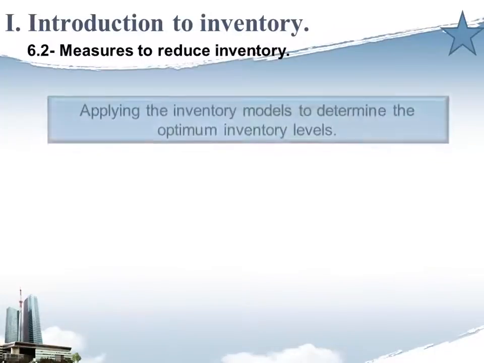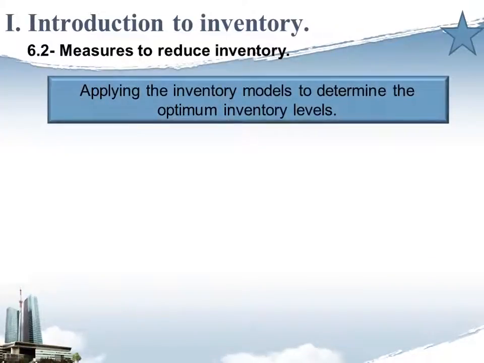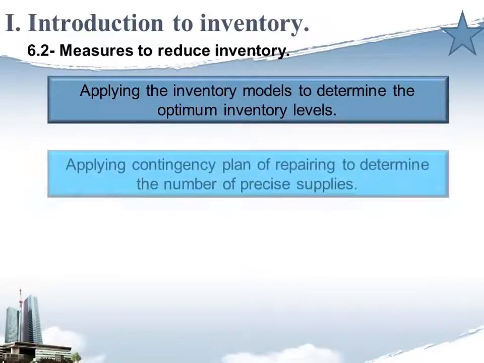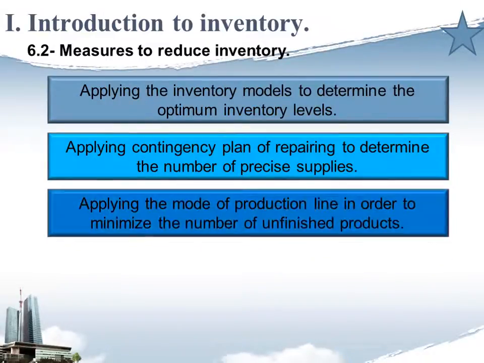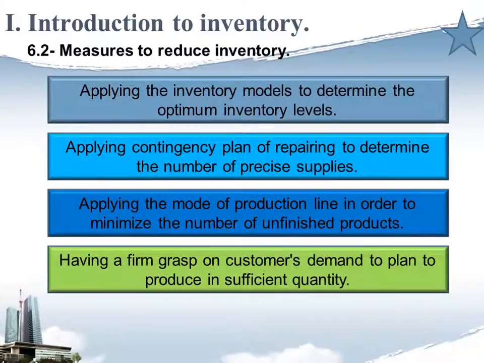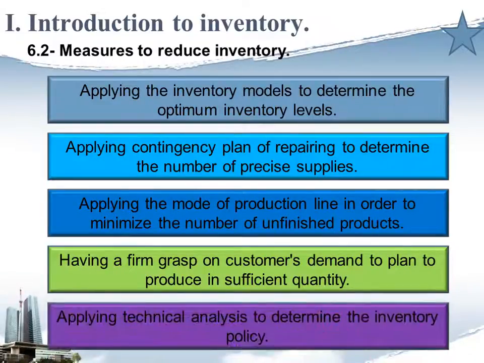Now go to the measures to reduce inventory. First, applying the inventory model to determine the optimum inventory level. Applying contingency plan of repairing to determine the number of received supply. Applying the most of production line in order to minimize the number of unfinished products. Having a firm grasp on customer demand plan to produce sufficient quantity, and finally applying technical analysis to determine the inventory policy.